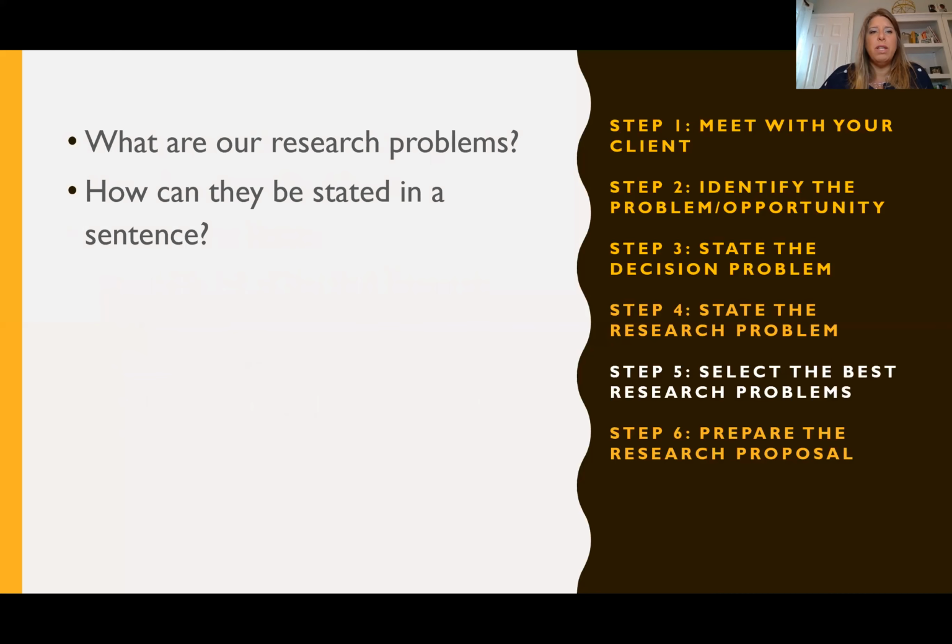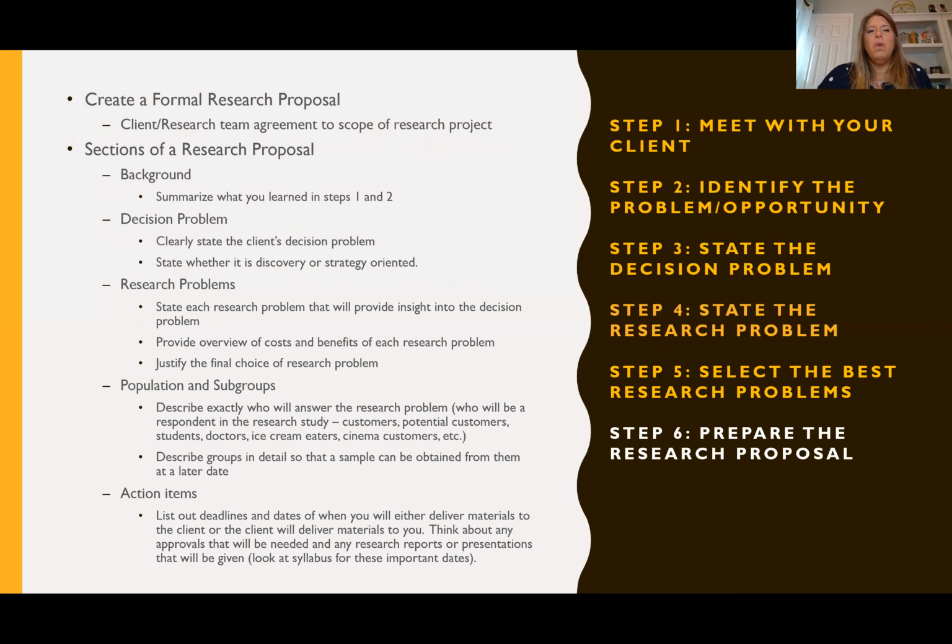So answering these questions, what are our research problems and how can they be stated in a sentence? Again, remembering those key words of investigating, assessing. So once you've done those 5 steps, then you can prepare your research proposal. So you've met with your client, you've identified the problem, you can clearly state the decision problem, you can clearly state 3 or 4 really good research problems to answer that decision problem. Now you're ready to write up the proposal.